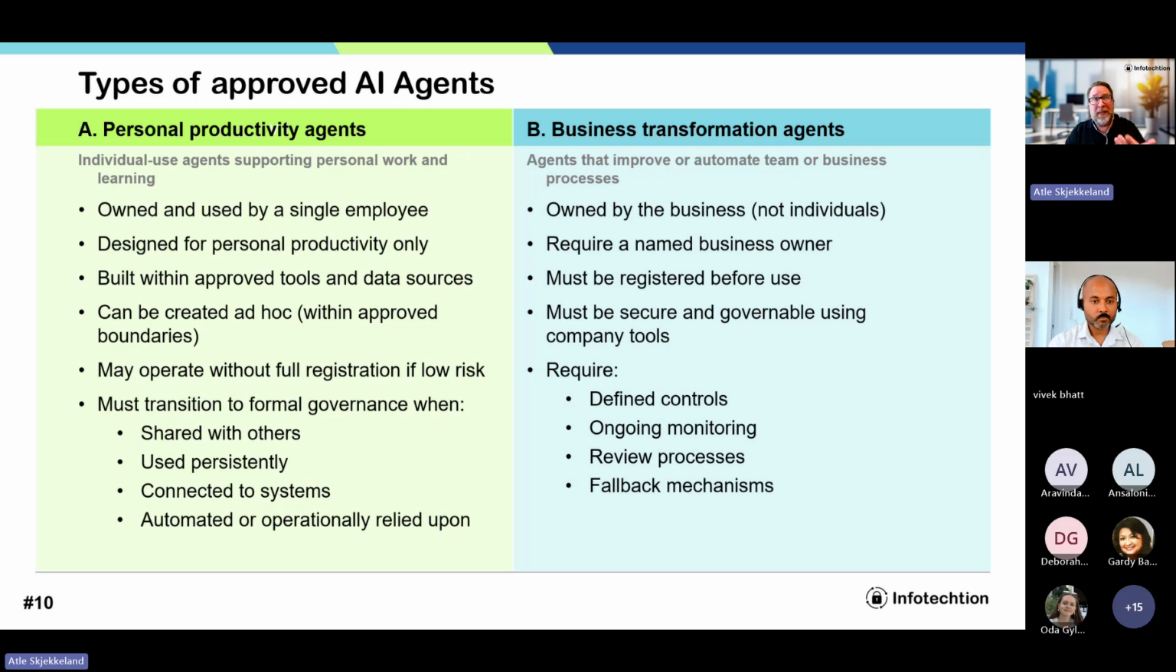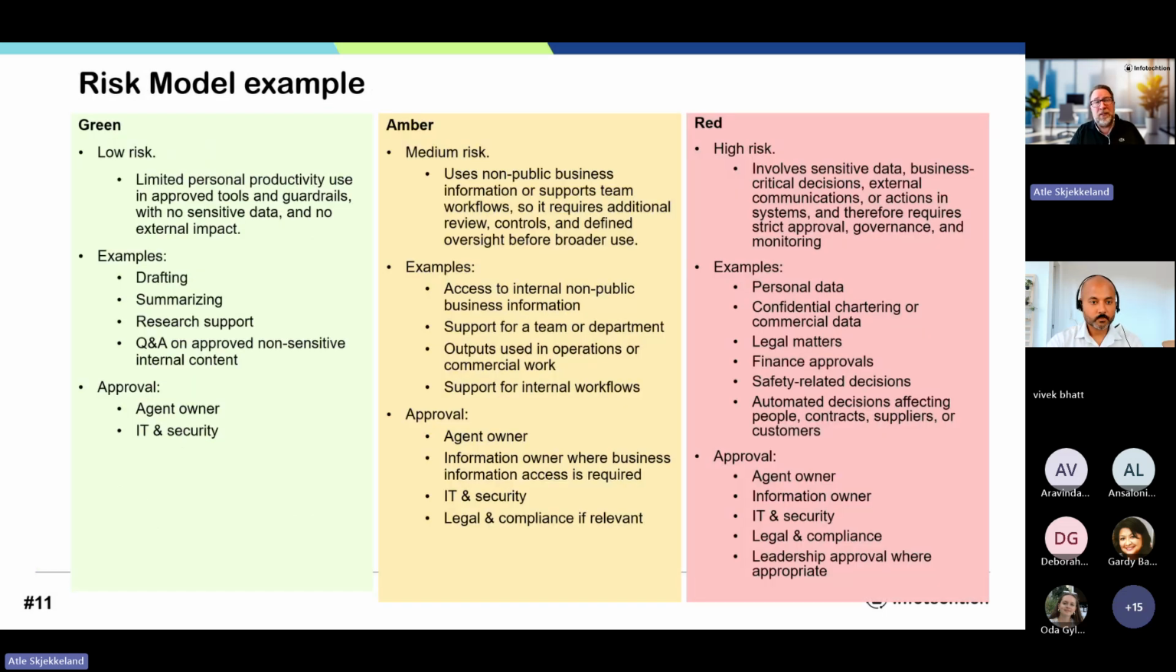A risk model could be something like this. Green means office productivity: yes, go ahead and create them within approved frameworks, approved platforms and tools. The owner and user might be the person creating it, but it's based on the framework set up by IT and security. And then you perhaps have amber or yellow, which is basically that now we need to have some more control on this. For example, it's access to sensitive business information, or it's working in systems where there is now a higher risk for us.